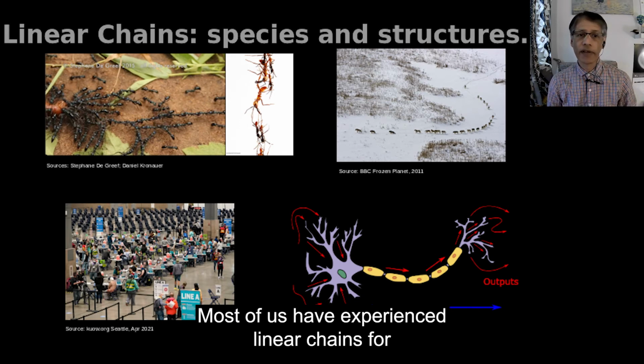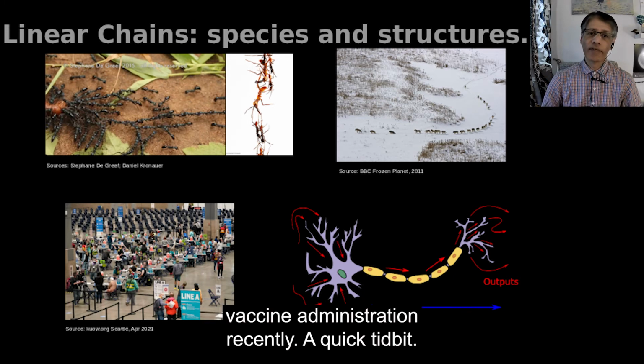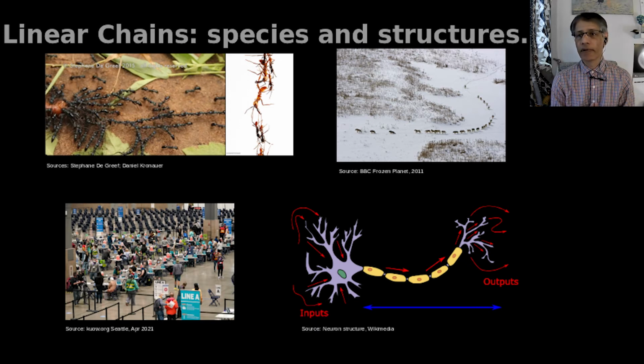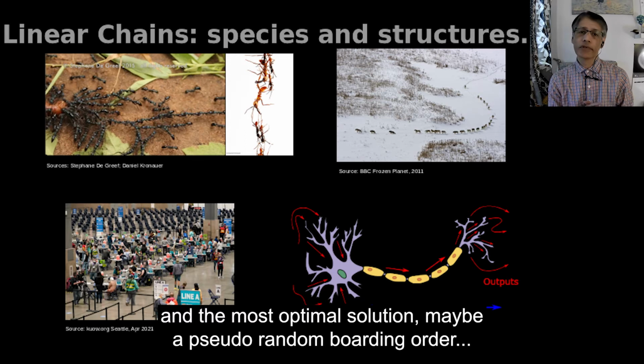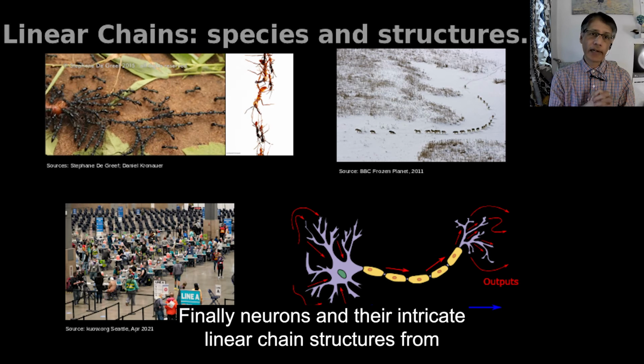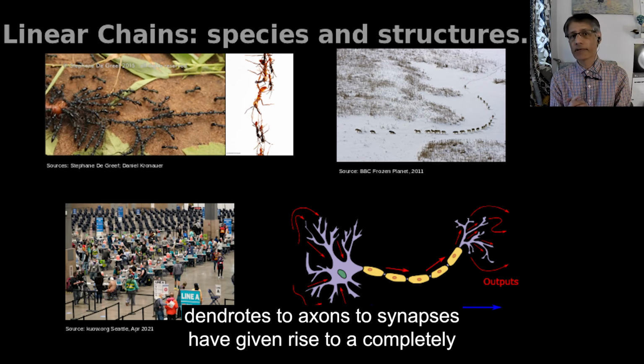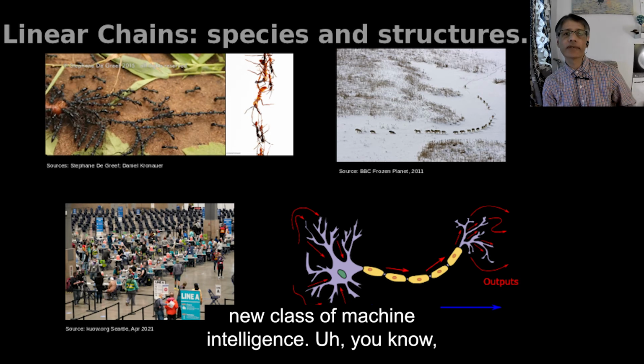Most of us have experienced linear chains for vaccine administration recently. Quick tidbit, there is a lot of math published on aircraft boarding, for example, and the most optimal solution may be a pseudo-random boarding order. Finally, neurons and their intricate linear chain structures from dendrites to axons to synapses have given rise to a completely new class of machine intelligence.